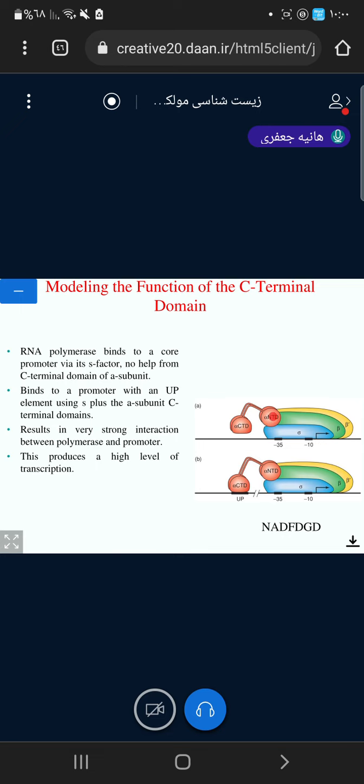RNA پلیمراز از طریق زیرواحد فاکتور سیگما خودش و بدون هیچ کمکی از ناحیه سی ترمینال زیرواحد آلفا میتونه به پروموتر مرکزی متصل بشه. اما اگر پروموتر دارای آپ المنت باشه، اون وقت هستش که دومین سی ترمینال هم باید کمک بکنه. زیرواحد آلفا وارد عمل میشه و یک ارتباط قوی بین زیرواحد سیگما و آپ المنت ایجاد میکنه و رونویسی رو امکان‌پذیر میکنه.